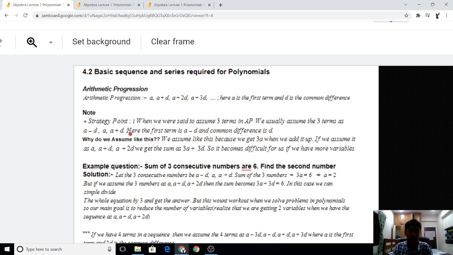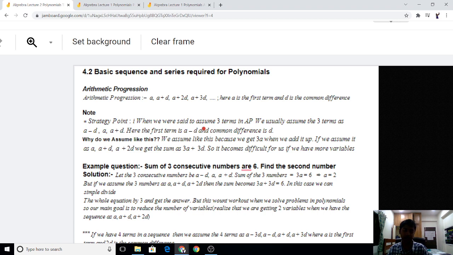So this is a strategy point. Close your eyes and think: when I ask you to assume three numbers in AP, what do you assume?